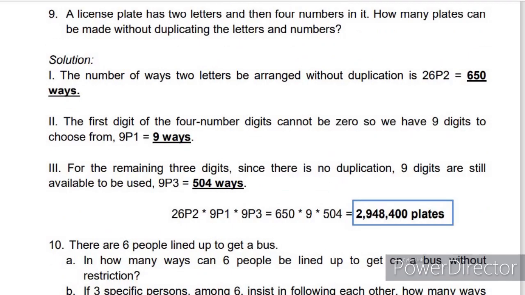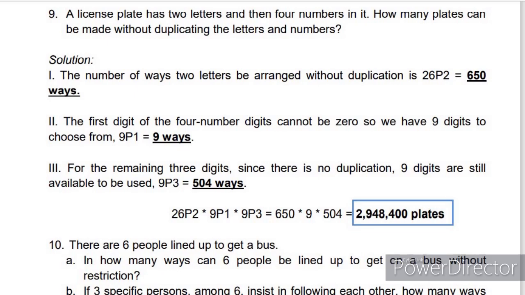So number 9: a license plate has 2 letters and then 4 numbers in it. How many plates can be made without duplicating the letters and numbers? So there is no duplication or repetition. For the solution, the number of ways 2 letters can be arranged without duplication is 26 permutation 2, because we have 26 letters in the alphabet and we are to choose 2 letters only.